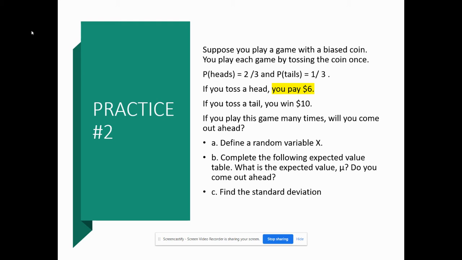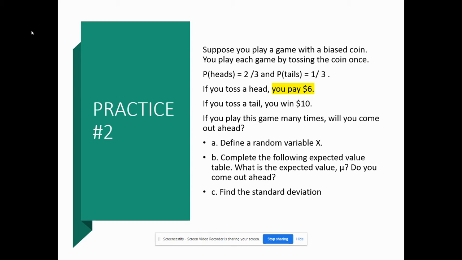Suppose you play a game with a biased coin. You play each game by tossing the coin once, okay? The probability you'll get a head is 2 out of 3. The probability you get a tail is 1 out of 3. And so right there, it's telling you it's biased. Okay. So if you toss a head, you have to pay $6. If you toss a tail, you win $10. So if you play this game many times, will you come out ahead?